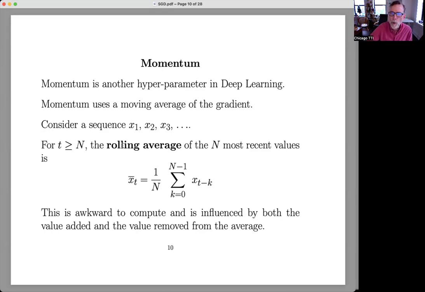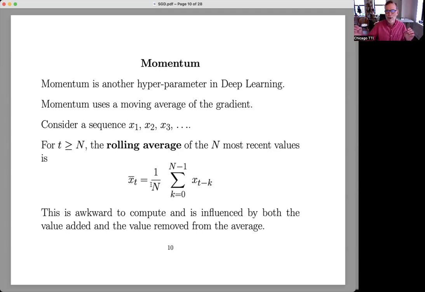So the first thing I'm going to define is a rolling average. This goes on forever. It's a very long sequence. Think of it as going on forever. But I want to know the average over the most recent n. That's called a rolling average. It's taking the most recent n of these values and averaging them. So this x bar sub t is an average of the most recent n. It's the sum of k equals 0 to n minus 1 of the recent values of x, x sub t minus k. The problem with the rolling average is it's awkward to compute.